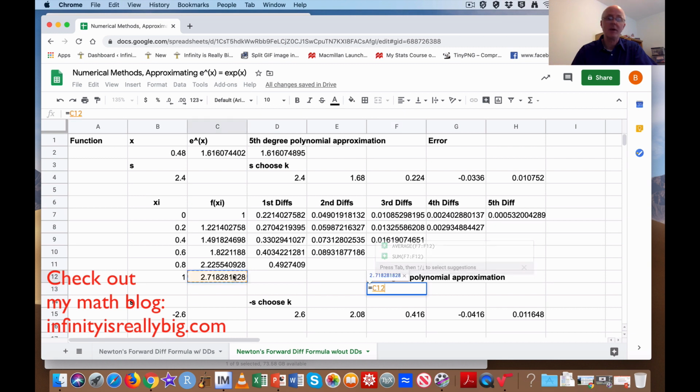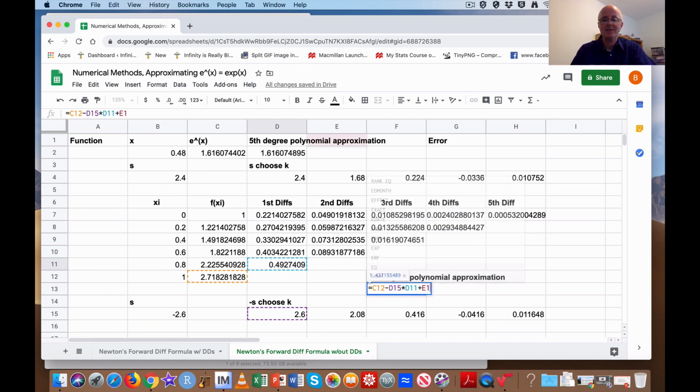F of xn is this number right here. Then I'm going to have a minus because of negative 1 to the first power. This times this. Then a plus because of negative 1 squared. E15 times E10. Then a minus because of negative 1 to the third. F15 times F9. Plus G15 times G8 minus H15 times H7. There we have it, 1.616074895, same number I got with all these other methods.